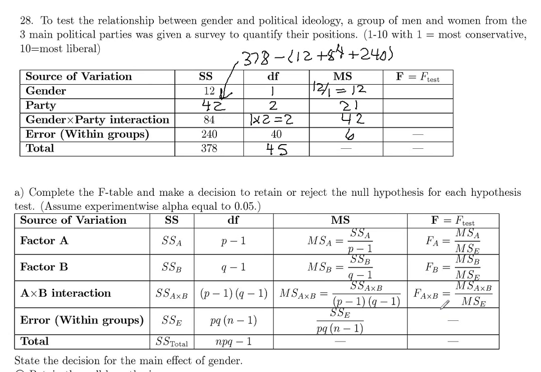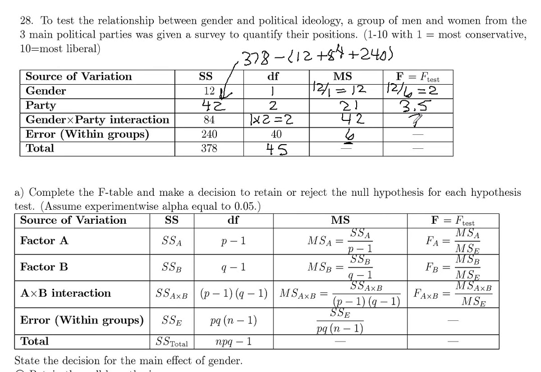And then you get your F statistics by taking the mean square column, and dividing by mean square error. So for the gender factor, our mean square is 12. The mean square for error is 6. So we do 12 divided by 6, which is 2. And then 21 divided by 6 is 3.5. And then 42 divided by 6 is 7.